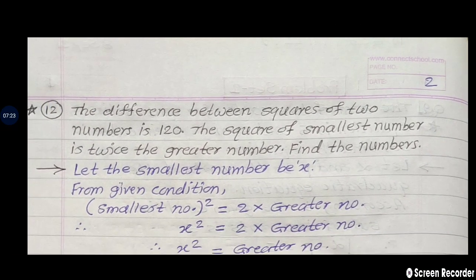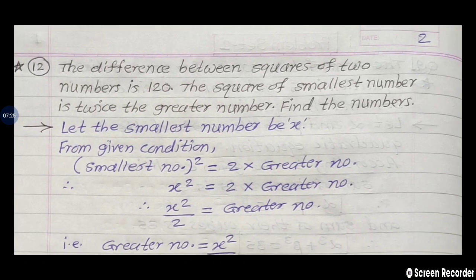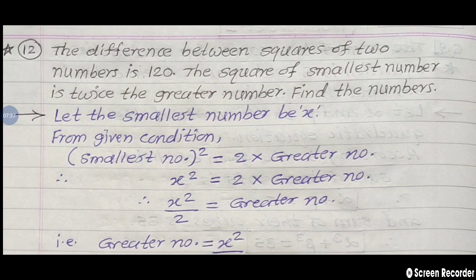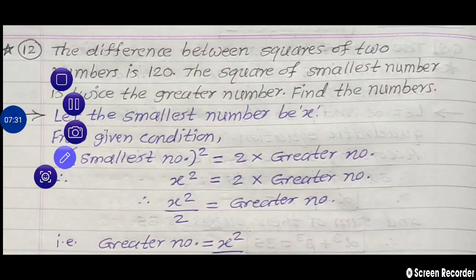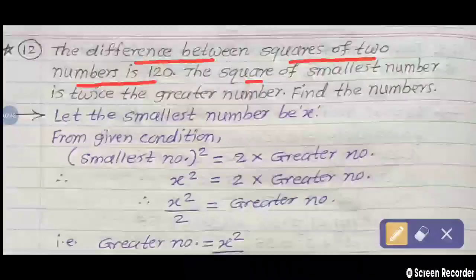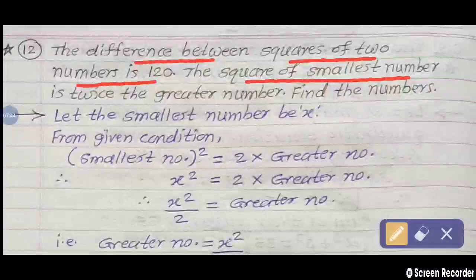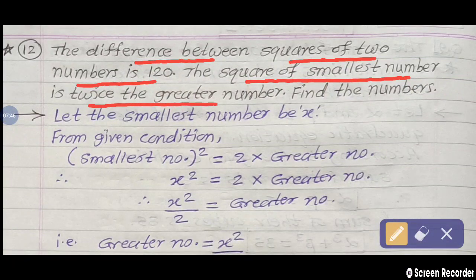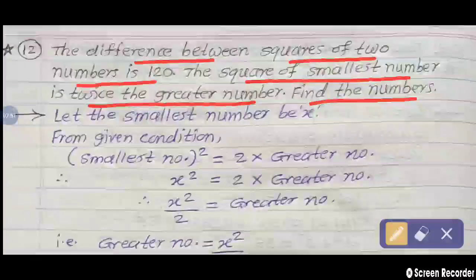Question number 12. Read the question carefully first. The difference between the squares of two numbers is 120. Full stop. The square of the smallest number is twice the greater number. So find the numbers. So what are those two numbers?